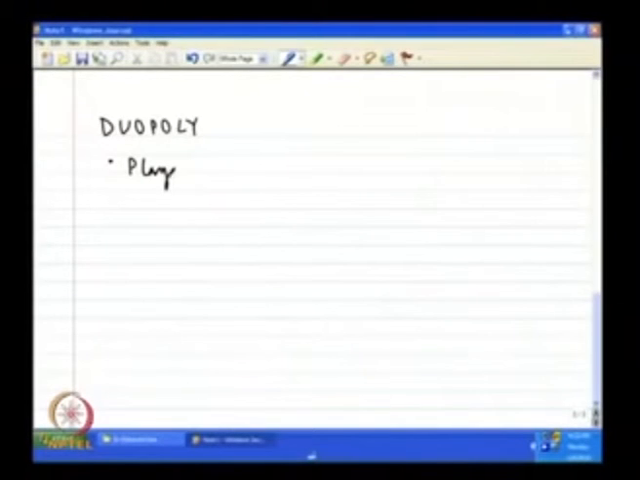So here the first element of the strategic game, the players, is two producers, sellers. Secondly, actions.